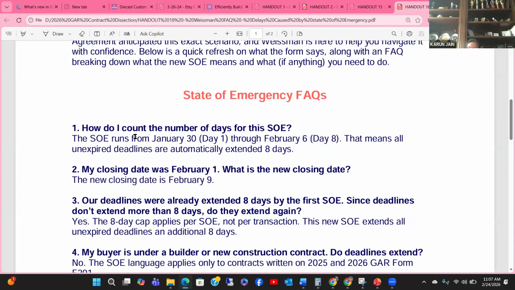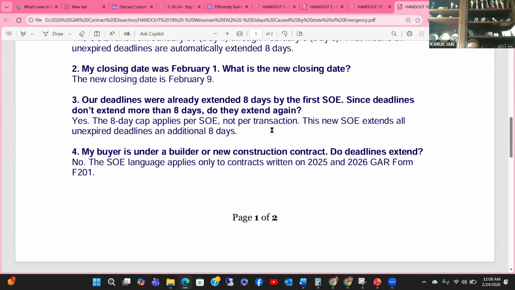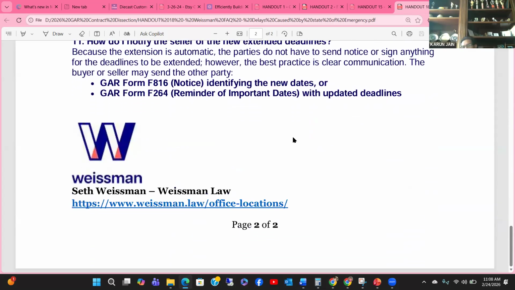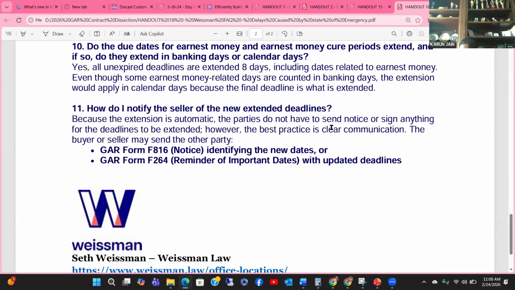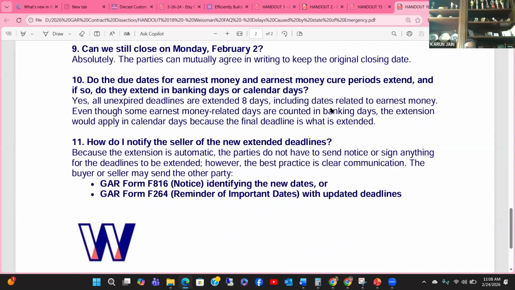According to Seth, the state of emergency, the second one actually ran from January 30th through February 6th. For this, he says to count that day as day one. The reason this is confusing is the contract teaches us that for counting purposes, the day of an event, like the binding agreement date or date of a notice, is day 0. So this is extremely confusing, but directly from Seth, again, I'm not going to cover this, but this is included in the handout package that I have for you.